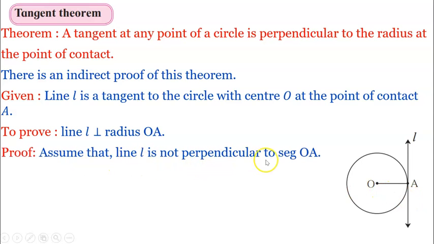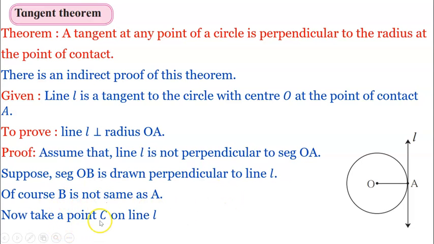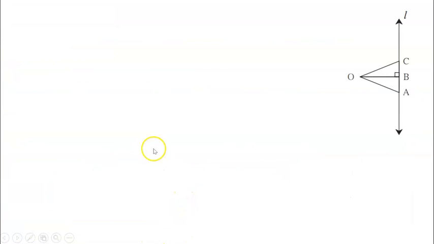Proof. Assume that L is not perpendicular to segment OA. Suppose that segment OB is drawn perpendicular to line L. Of course, B is not the same as A. Now take a point C on L such that the point B lies between A and C, and BA equals BC. See this figure.